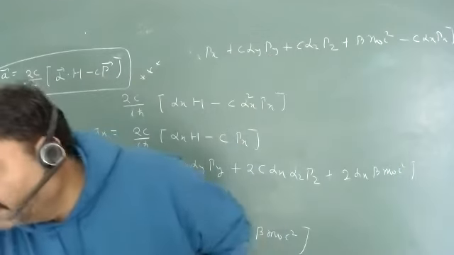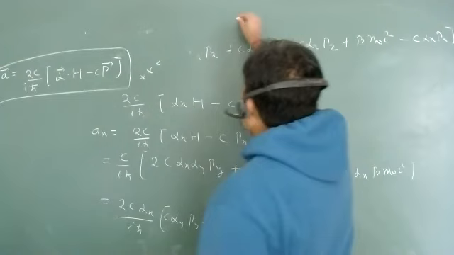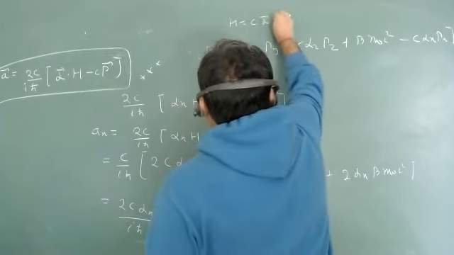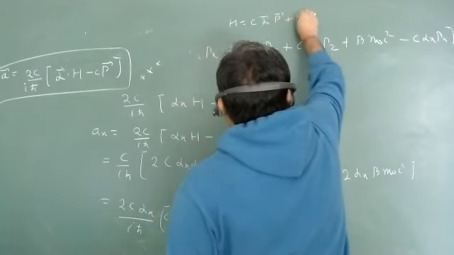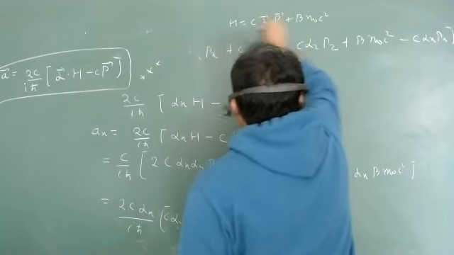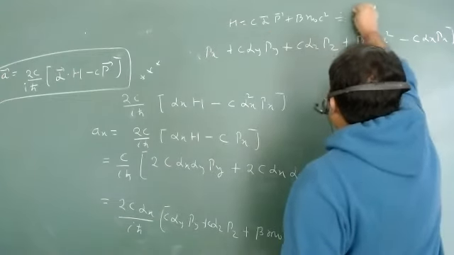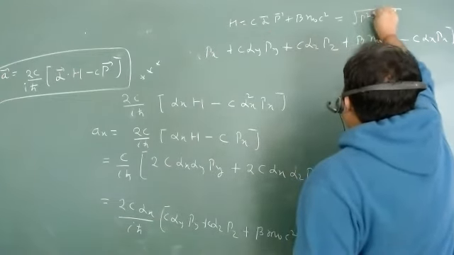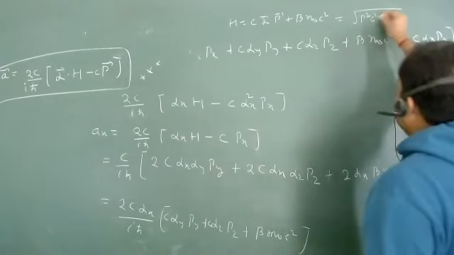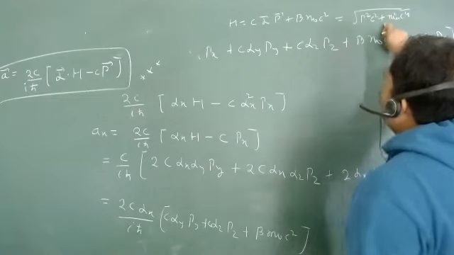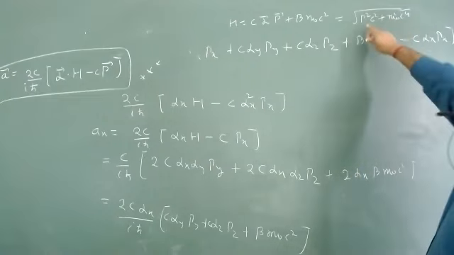What is my classical Hamiltonian here? My Dirac Hamiltonian is c alpha dot P plus beta m naught c square. This is my Dirac Hamiltonian. What is my corresponding Newtonian classical Hamiltonian? This is my corresponding classical Hamiltonian, and this is just a momentum P.